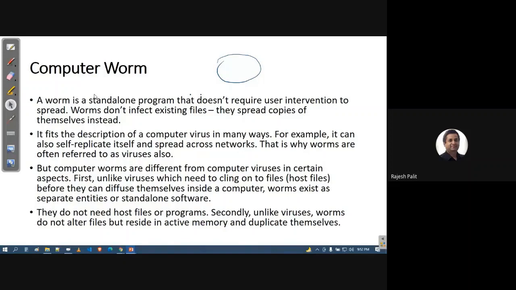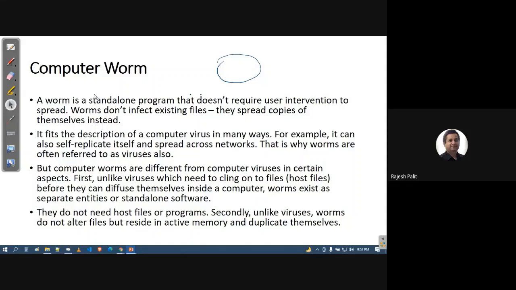Since this is standalone, it does not infect any existing file, but worms spread copies of themselves. Both viruses and worms can replicate, but a virus actually infects other files, while worms just replicate themselves as an individual file. But it fits the description of a computer virus in many ways.